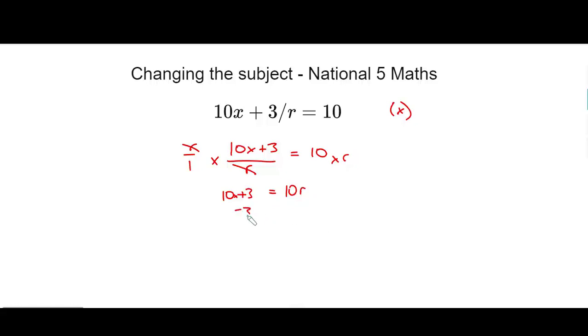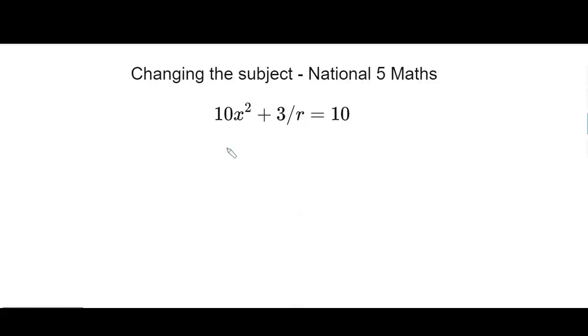If we minus 3 here, they cancel the plus 3, and we've got to minus 3 on this side. Whatever you do to one side, you've got to do to the other. That gives us 10x is equal to 10r minus 3. We've got 10x, we want x, so if we divide by 10, that cancels, and we've also got to divide by 10 on this side. So x is equal to 10r minus 3, divided by 10.